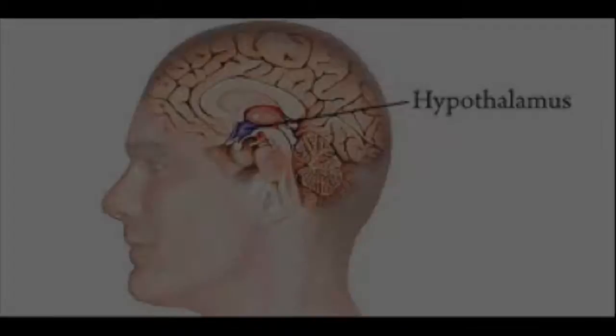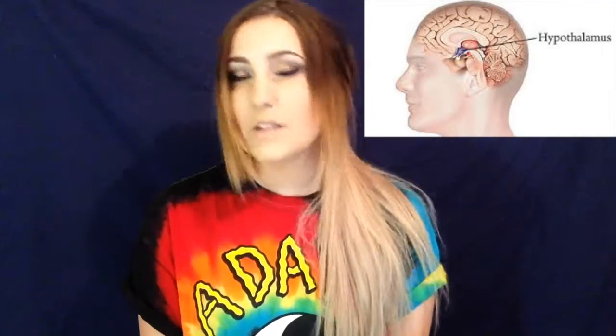The hypothalamus. This part is located at the base of the brain. It is where signals from the brain and the body's hormonal systems interact. The hypothalamus controls the body's temperature and blood pressure. It also controls the body's appetite and weight.